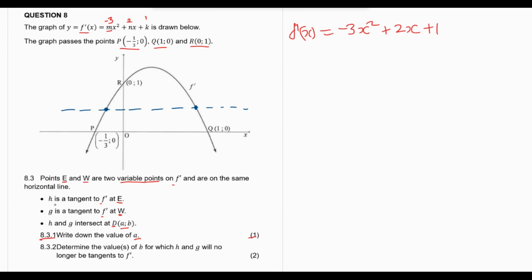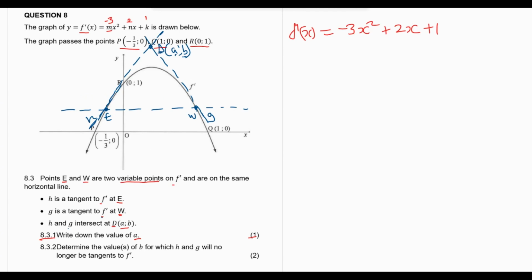And then H is the tangent of the derivative of f at E. Let's say this is point E, and then H is the tangent. And then G is the tangent of the derivative of f at W. Let's say this is point W, and then G is the tangent. H and G intersect at D, so they intersect at this point here, D, with the point where x is A and y is B. Write down the value of A.